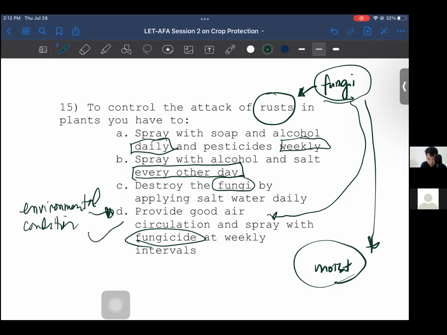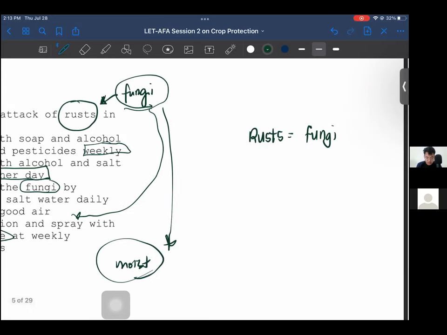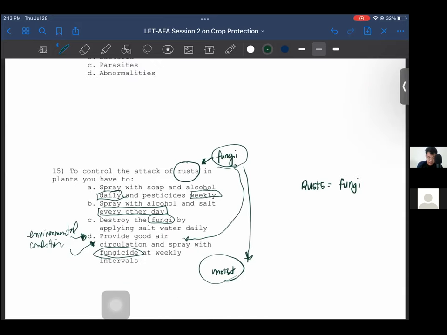So, providing a good air circulation will control this. It will control yung sobrang taas na relative humidity, kasi mag-evaporate yung mga moist na nandoon sa inyong environmental condition. So, letter D is the best answer for this. Rusts, fungi. Okay, next question.